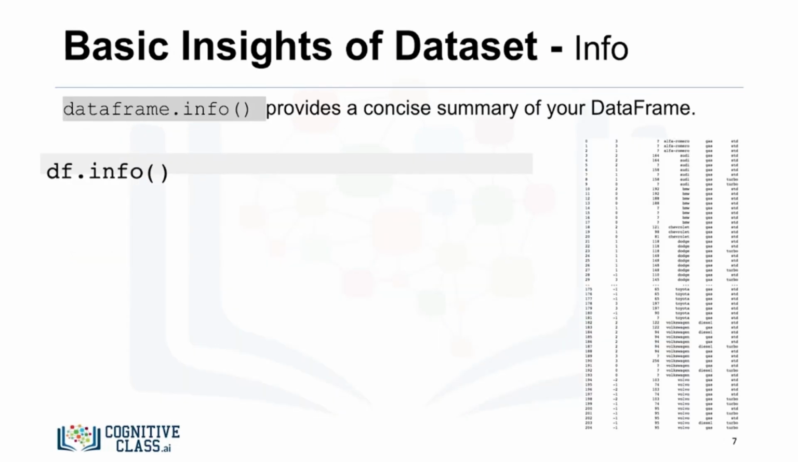Another method you can use to check your dataset is the dataframe.info function. This function gives a concise summary of the dataframe. This method prints information about a dataframe, including the index dtype and columns, non-null values, and memory usage.